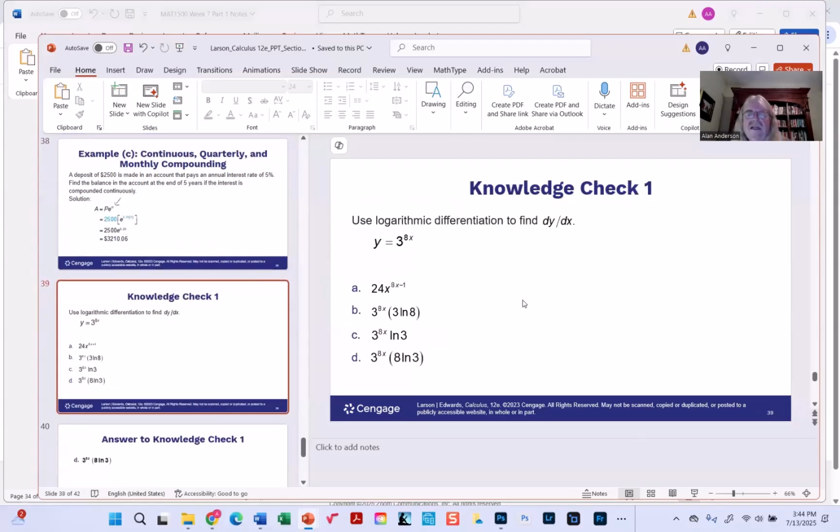All right. So now here's an interesting case. y equals 3 to the 8x power. Now it does say use logarithmic differentiation. We now know what that means. Let's get that set up.